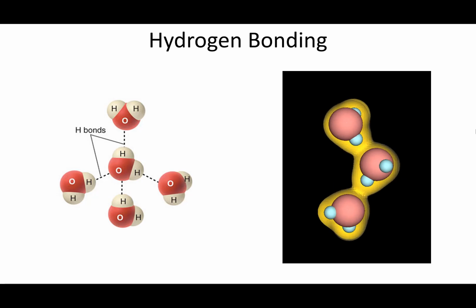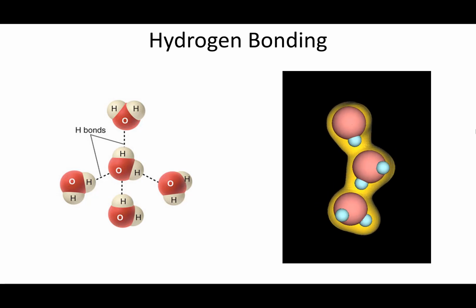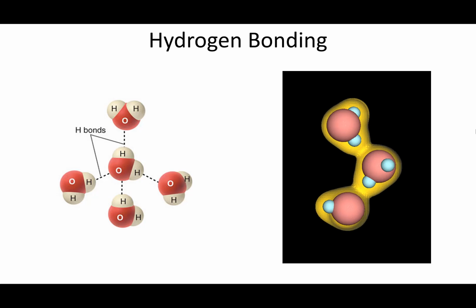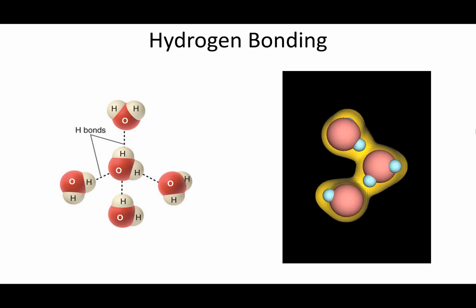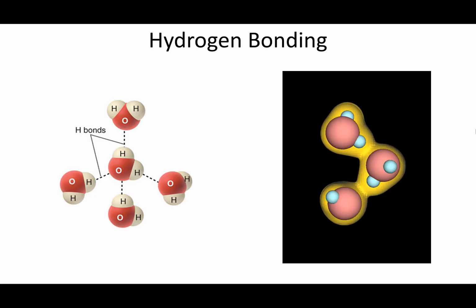And this is what it would look like in 3 dimensions. On the right, you can see an animated picture of several water molecules that are hydrogen bonding. And on the left, you can see a static picture with the hydrogen bonds as dotted lines.